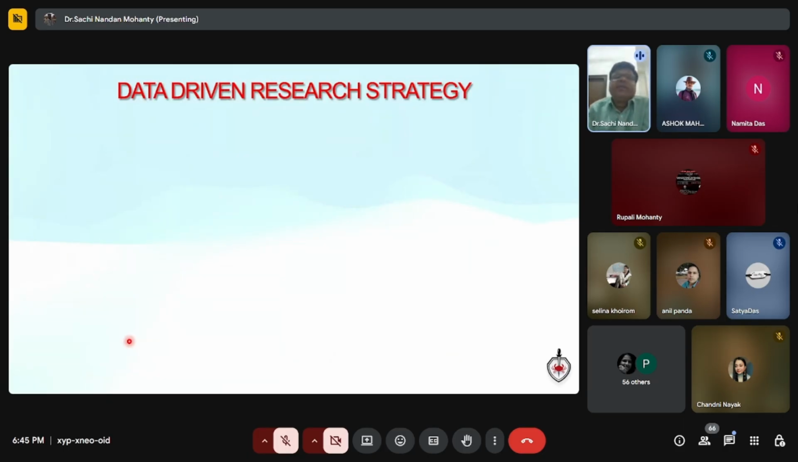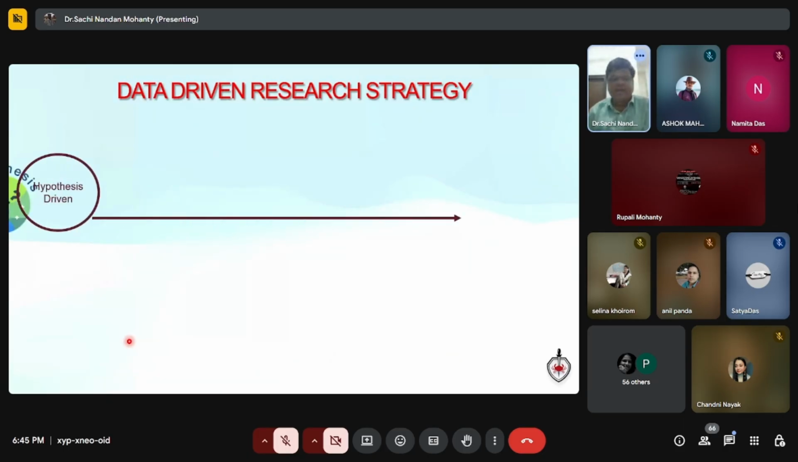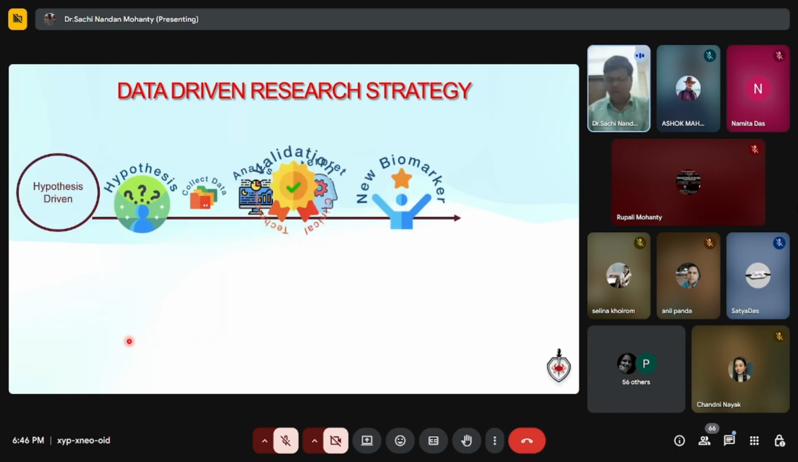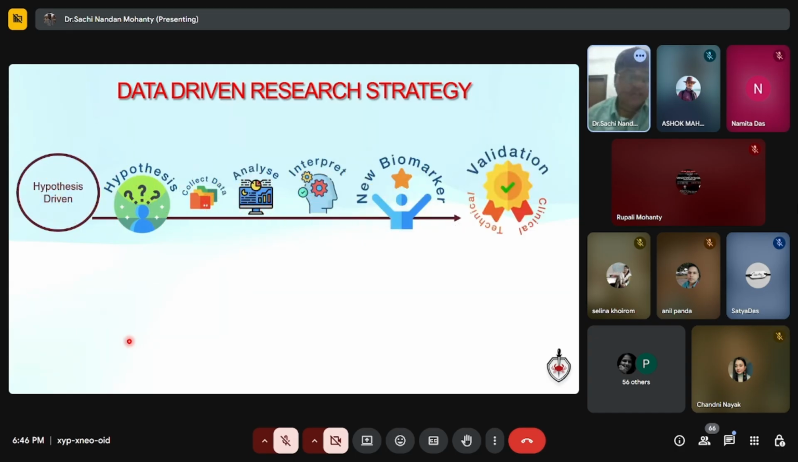Now, data driven research strategy. There are two types of research we can do: one is hypothesis driven, the other is data driven. In hypothesis driven research, you form the hypothesis, then collect the data, then you have to prove whether the null hypothesis or the alternate hypothesis is satisfied or not. Then you collect the data, analyze, and interpret the data. Then you find the new biomarker, which is nothing but validation, where you have to check whether the data is clinically validated or not.